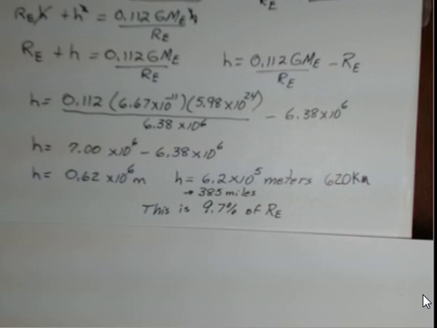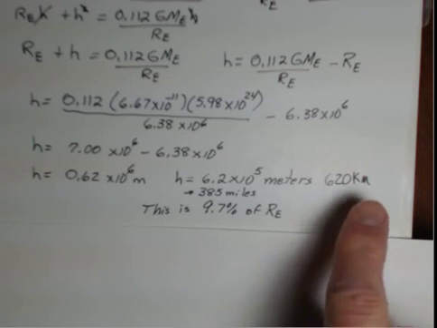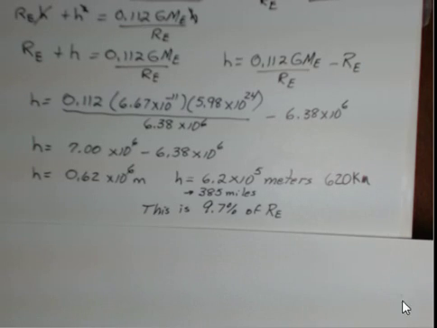And last comment, this is around 10% of r sub e. So we looked for a case when mgh was off by about 10%, and that turns out to be about 10% of the radius of the Earth. So ask your instructor if you have questions with this, but that's an illustration that mgh is not perfectly accurate. At a height of 620 kilometers, mgh is too big by 10%.